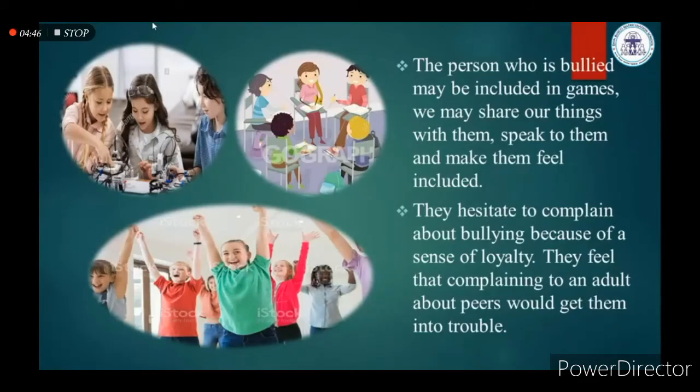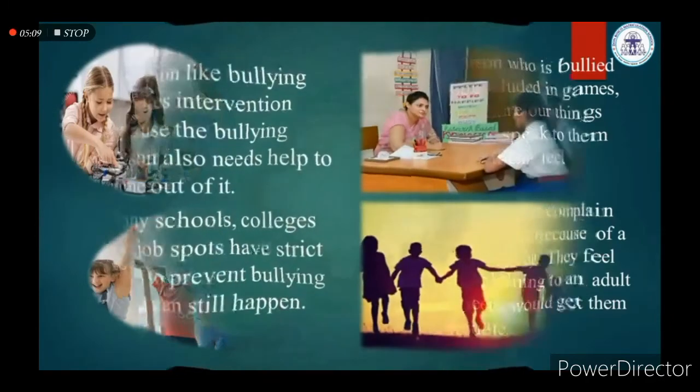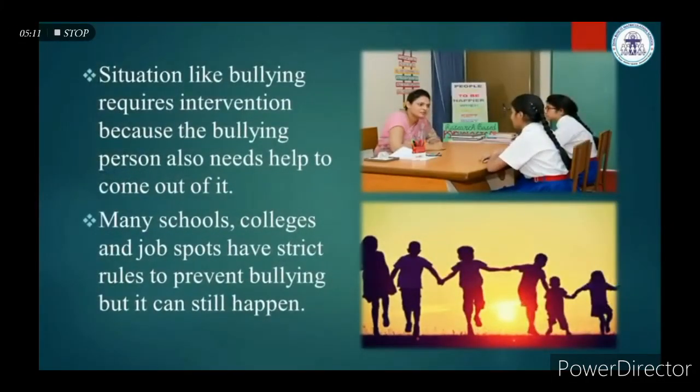A person hesitates to complain about bullying because of a sense of loyalty. They feel that complaining to an adult about peers would get them into trouble. Now, what is the meaning of peers? Peers means people of the same age group. Some feel they would lose the friendship of the bullying person.